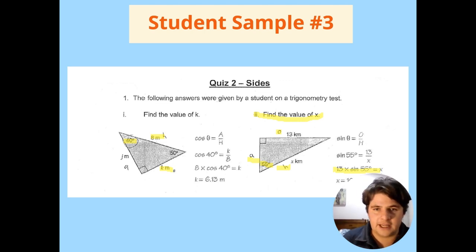So in this particular case, they have successfully labelled sides of the triangle. In question 2, they have found the correct ratio. They have laid out their workings and shown me what they actually did. And in question 2, they have incorrectly rearranged the equation.